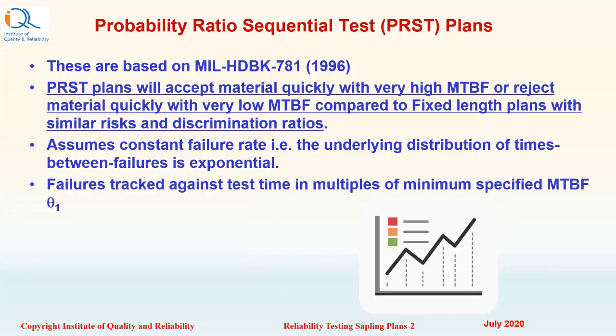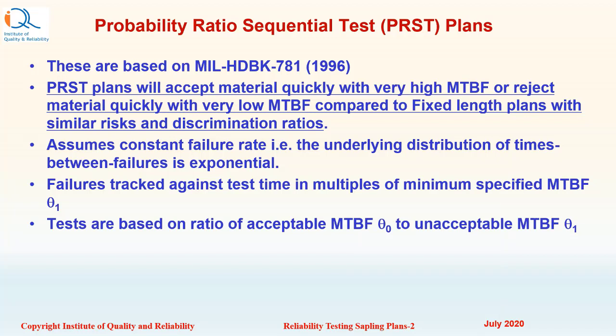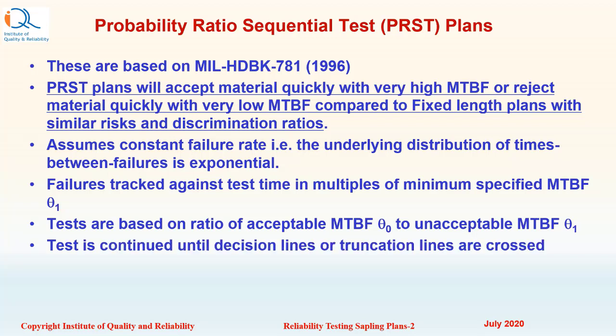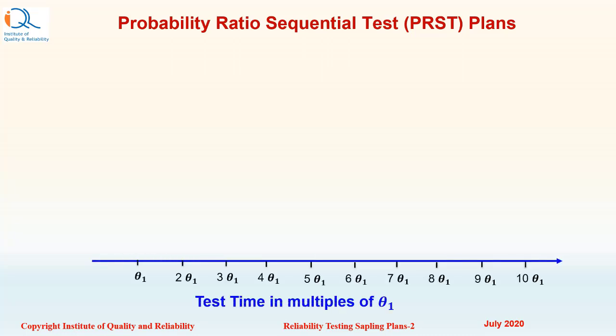Failures are tracked against test time in multiples of minimum specified MTBF theta 1. Tests are based on the ratio of acceptable MTBF theta 0 to unacceptable MTBF theta 1. Test is continued until decision lines or truncation lines are crossed. The X-axis of PRST plans is test time, but it is in multiples of theta 1. Remember, theta 1 is the lower acceptable MTBF. The Y-axis is the number of failures.